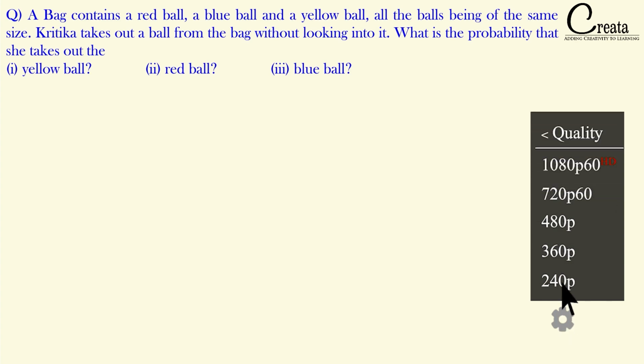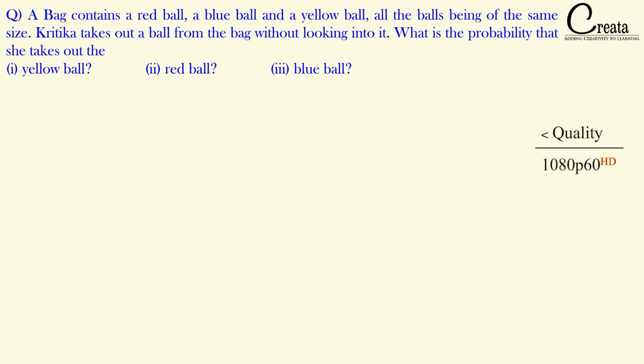Our first question is, a bag contains a red ball, a blue ball and a yellow ball. All the balls are of the same size. Kritika takes out a ball from the bag without looking into it. What is the probability that she takes out the first yellow ball, second red ball and third blue ball? This question has three parts.